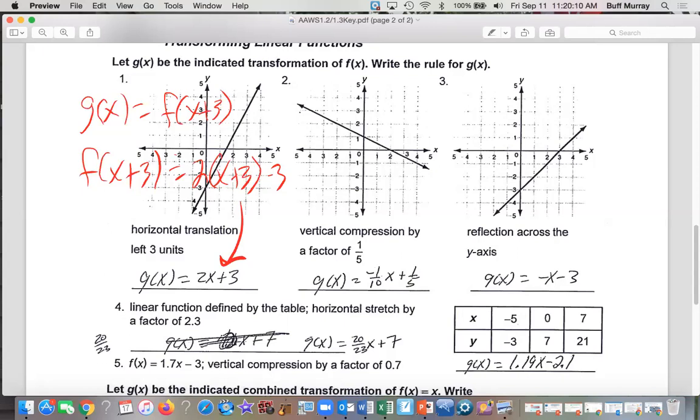All right. Number 2, vertical compression by a factor of 1/5. Well, I think the equation here, the y-intercept looks like it's 1, and the slope is down 1 and over 2. So I think our equation there is f of x. Did you get negative 1/2 x plus 1? That's the original. That's not our answer. Now, if we perform a vertical compression by 1/5, I think g of x is going to be 1/5 f of x. And that's where we end up with that. 1/5 times negative 1/2 is negative 1/10. And 1/5 times 1 is 1/5.